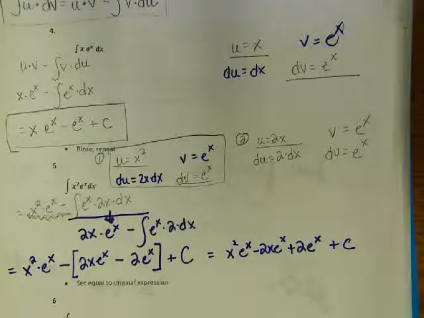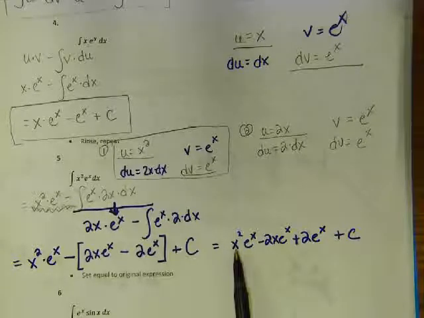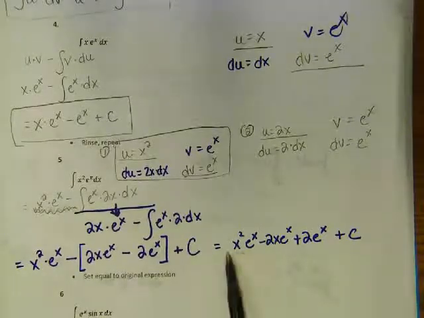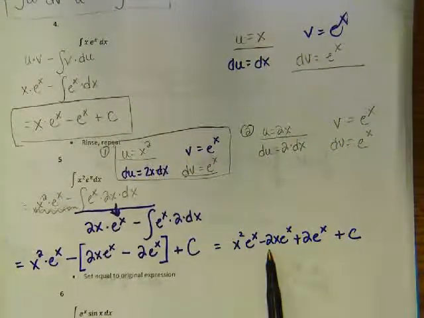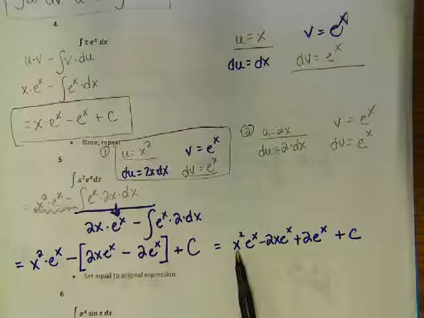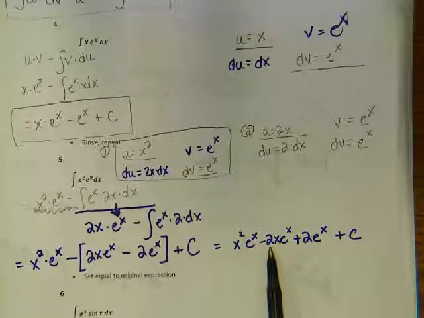Now, I want you to notice a pattern here, and this is where the tabular integration in a second comes into play. Do you see this first one is an x squared? And what about this one? 2x. Isn't that the derivative of that? And then 2.